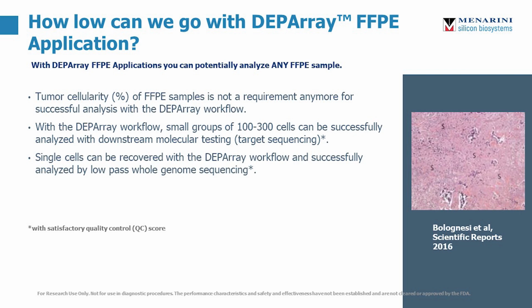With this workflow, if you wanted to do targeted sequencing using NGS, you could do small pure pools of cells between 100 and 300 cells, or if you need a more high-level analysis, but you want to do single-cell analysis, that can be done with low-pass genome sequencing downstream of the DEPArray workflow as well. This is, of course, contingent on getting good quality DNA, but if the DNA is there and your QC score is good, you can absolutely take just about any FFPE sample into this methodology.